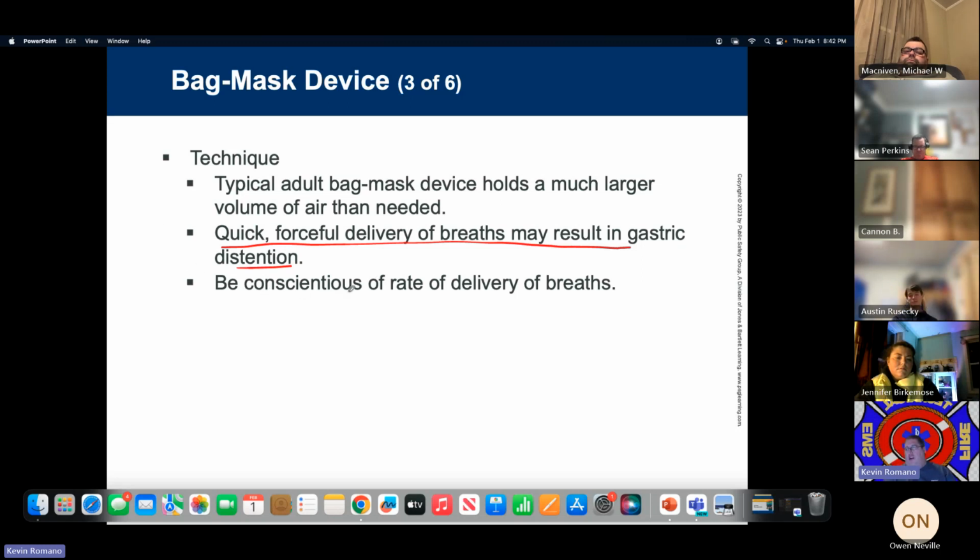Right? Be conscientious of the rate of delivery of breaths. I see this happen a lot where they're just bagging, and you're like, whoa, slow down a little bit. Count to 10, then breathe again. Why so slow? Well, we have to control what we do to the patient. Really, it's one breath every 6 to 8 seconds. It's not too hard to ventilate.